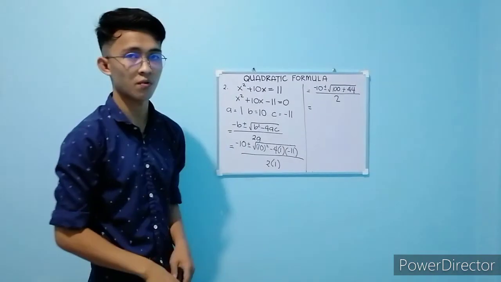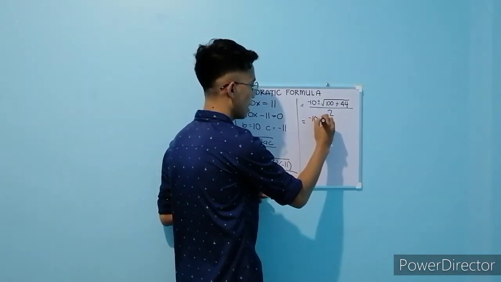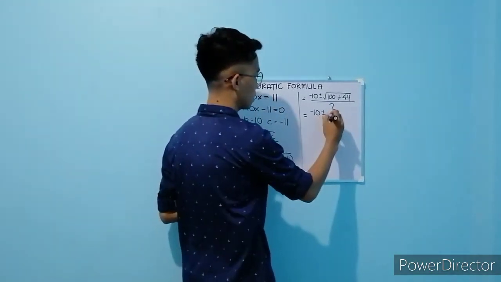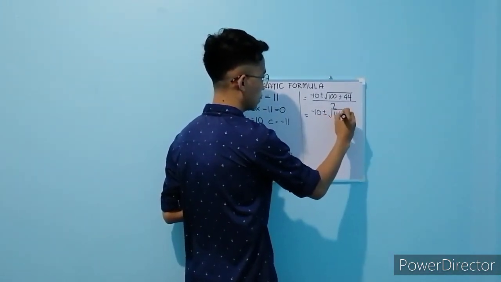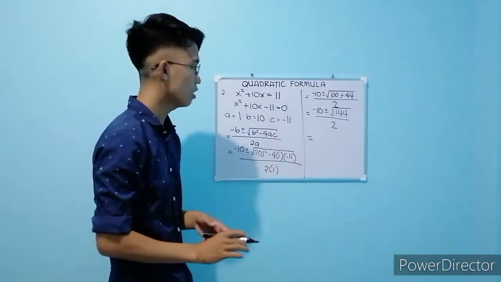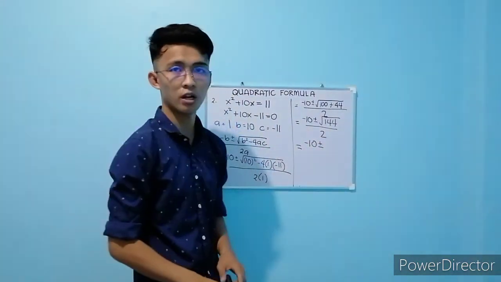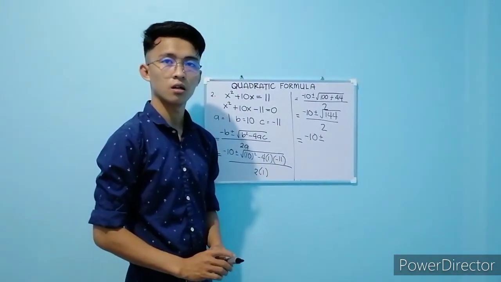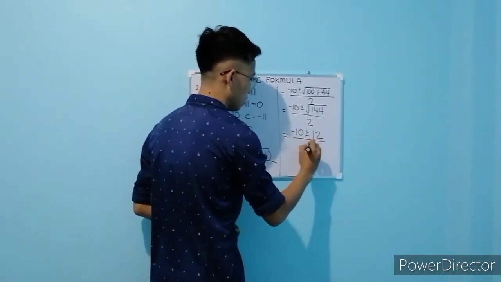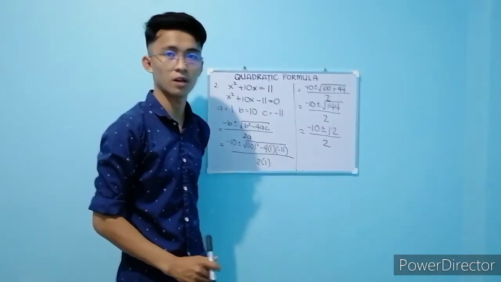Next, we need to simplify it further. Negative 10, just copy. Negative 10 plus or minus 100 plus 44. That is 144. So, square root of 144 over 2. Now, let's do the operation. We have negative 10 plus or minus, what is the square root of 144? That is 12, over 2.